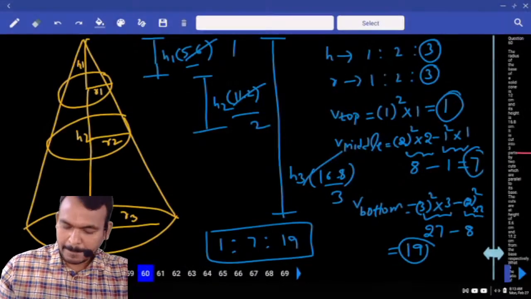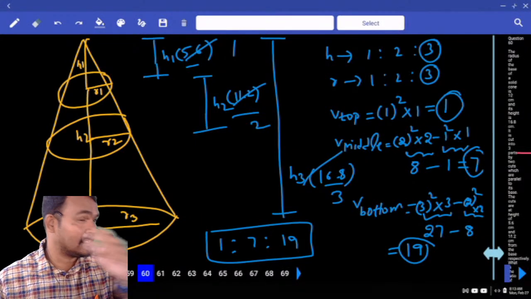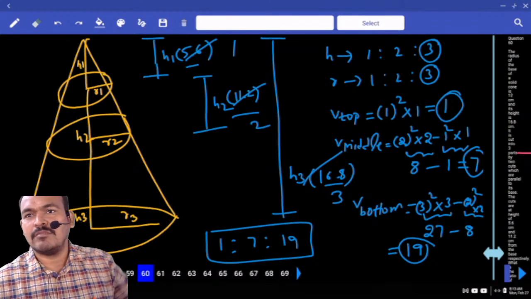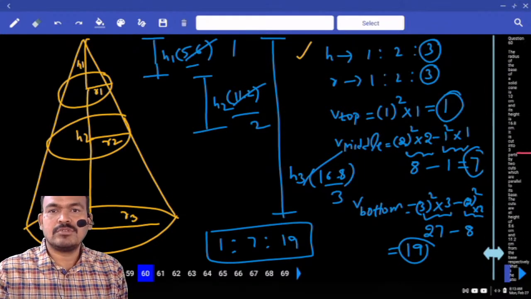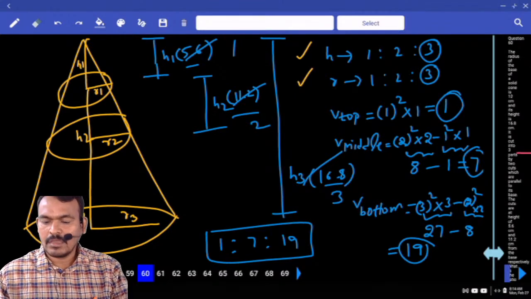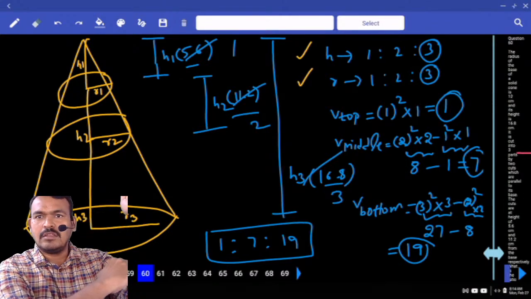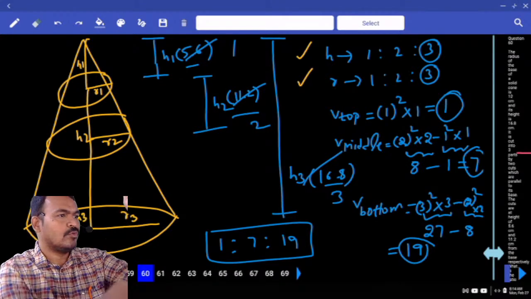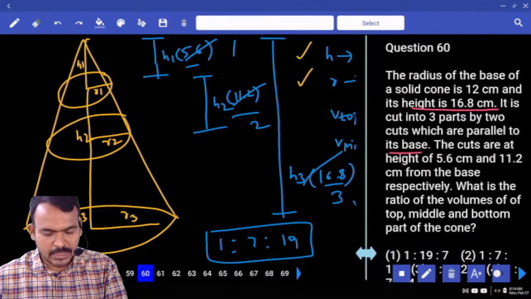Next question number 61. If it is cut into 3 parts, just remember this volume ratio 1:7:19. Whatever measurements are given, we get the same ratio. If heights are in 1:2:3 ratio, obviously the radius is also in 1:2:3 ratio. From the first part, if you require the middle value, out of the total we subtract the top portion and get the middle value. Next, for the bottom, from top to bottom we subtract the middle one, and we get only the bottom.